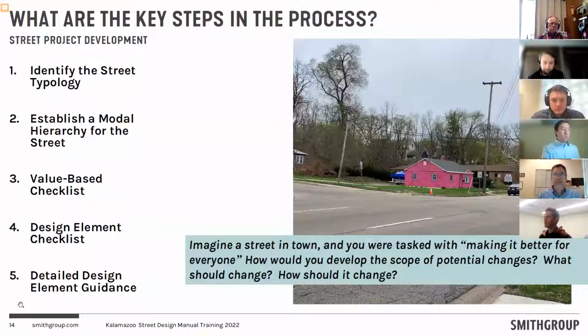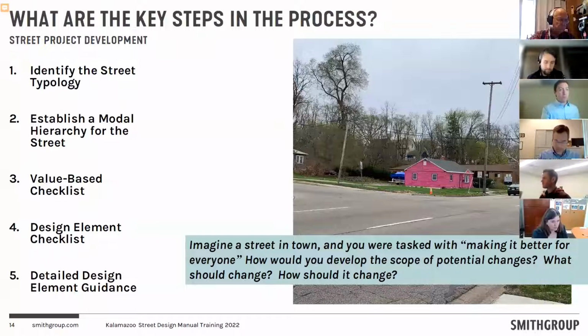So that's really the key steps in the process, and they're all contained in this manual, and hopefully they will be pretty self-evident once you get a basic understanding for it, and you can walk yourself through all sorts of different types of projects.